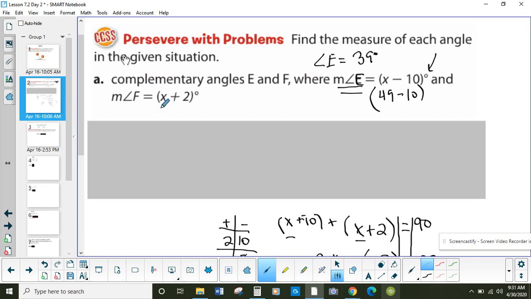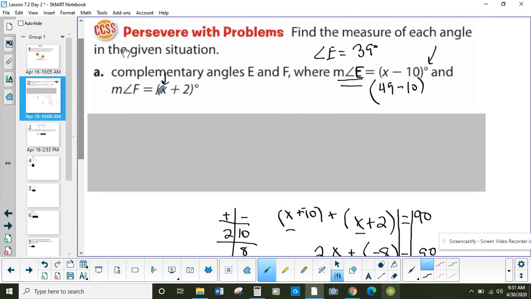Now to get angle F, I put x here. There was a missing number, and I found the missing number. That's what solving means, right? Finding the missing number. And I put that 49 here to get the measure of angle F, and I add these two and I get 51 degrees.